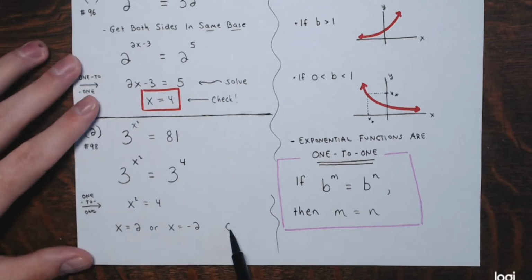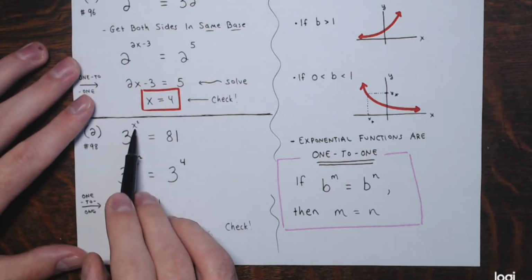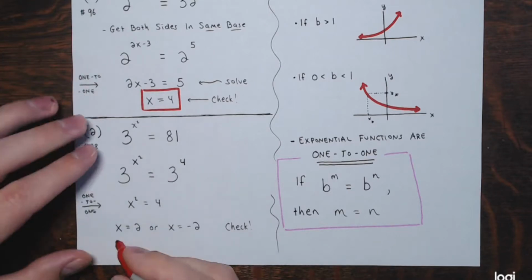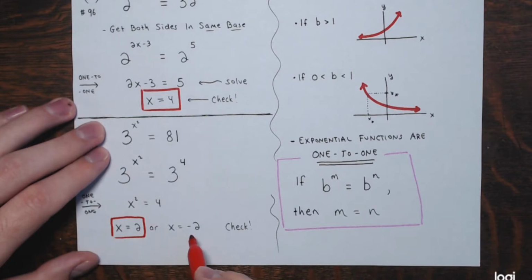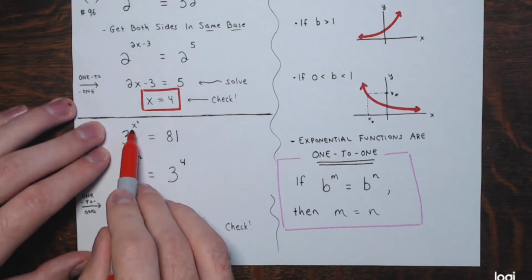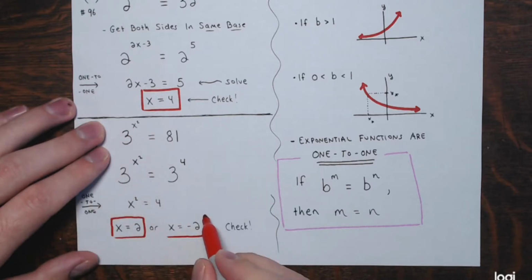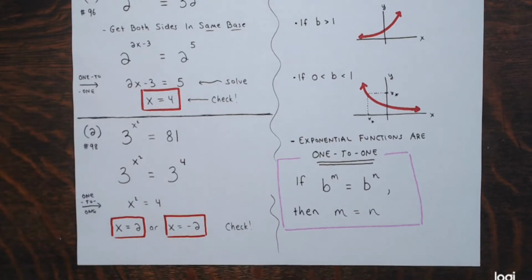And like I said in the beginning, don't forget to check. Right? Now, 2 squared is 4, positive 4, 3 to the 4 is 81. So positive 2 works. And the same thing goes for negative 2. When I plug it in, negative 2 squared is positive 4, and 3 to the 4 is 81. So both work. This one has two solutions, positive 2 and negative 2. Wonderful.